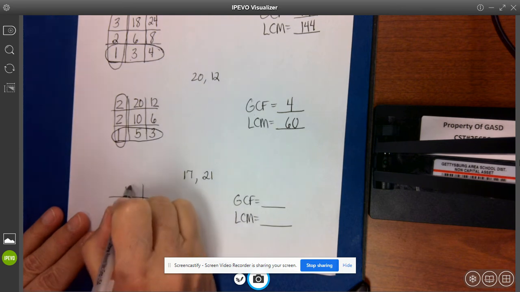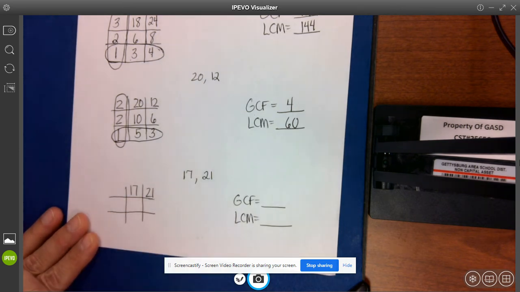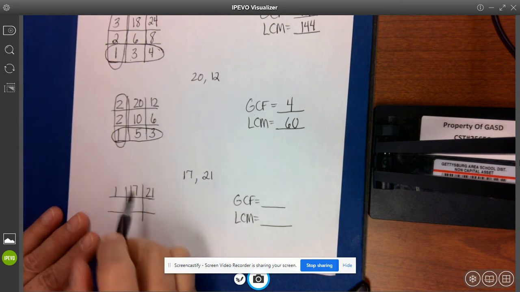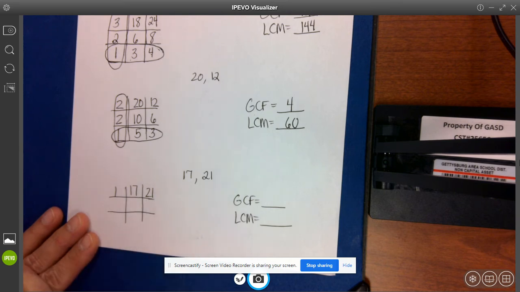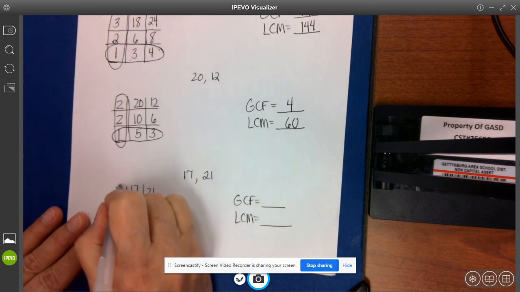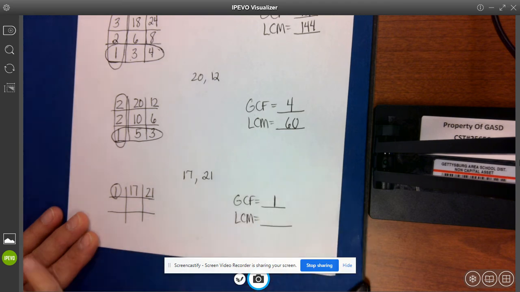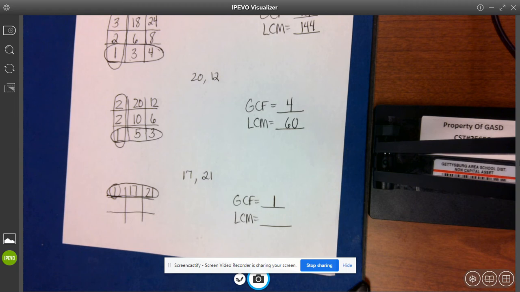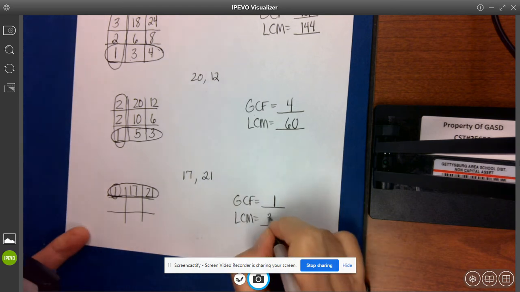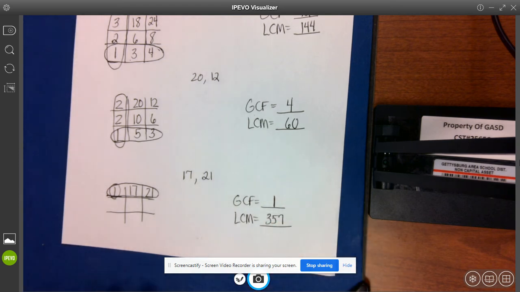The last one, 17 and 21. Now, there is no number other than 1 for 17 and 21 because 17 is a prime number. It's only 1 and 17, and I know it cannot go into 21. So right away, my greatest common factor is going to be 1. I'm going to multiply all of these together to get my least common multiple, and I'm going to use a calculator to save some time. 357. That's how you find greatest common factor, least common multiple.